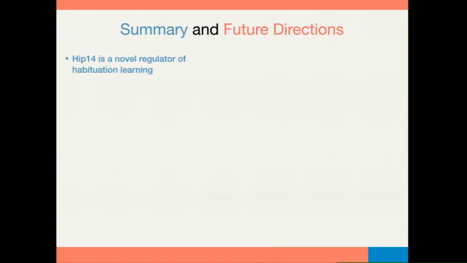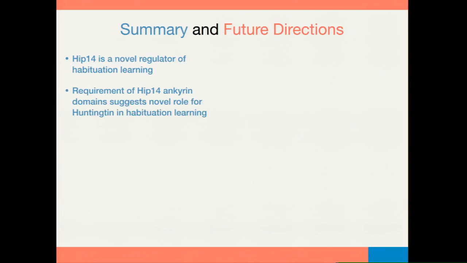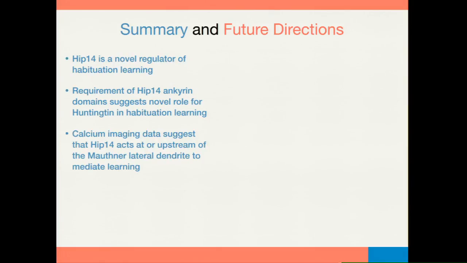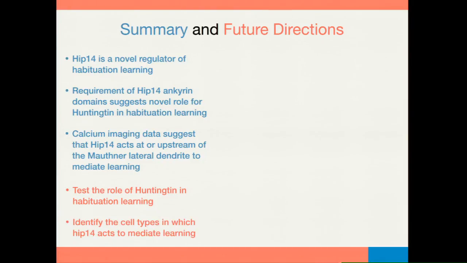So I've told you today that HIP14 is a novel regulator of habituation learning. I've told you that the requirement of the HIP14 ankyrin domain suggests a novel role for Huntingtin in habituation learning. I've showed you some calcium imaging data that suggests that HIP14 acts at or upstream of the Mauthner lateral dendrite to mediate learning. And moving forward, I'm looking forward to testing the role of Huntingtin in habituation learning and identifying the cell types in which HIP14 acts to mediate learning.